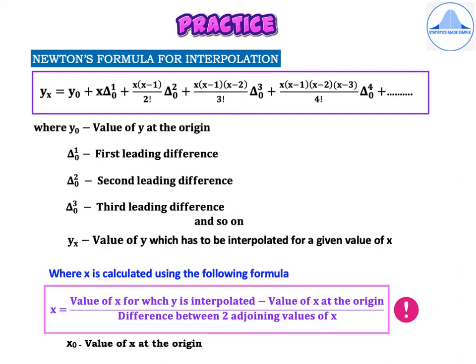where y naught is the value of y at the origin, delta naught to the power 1 is the first leading difference, delta naught square is the second leading difference, similarly delta naught cube is the third leading difference and so on. Yx is a value of y which has to be interpolated for a given value of x. And x is calculated using the following formula, that is x equals the value of x for which y is interpolated minus the value of x at the origin, divided by the difference between two adjoining values of x, and x naught is the value of x at the origin.